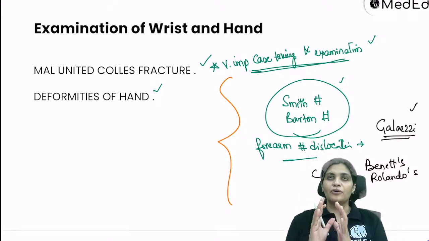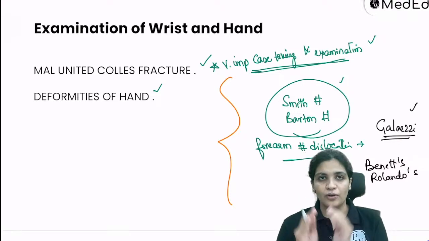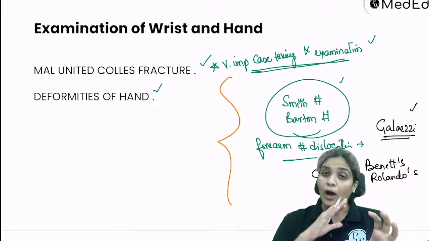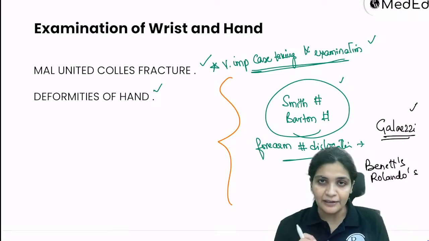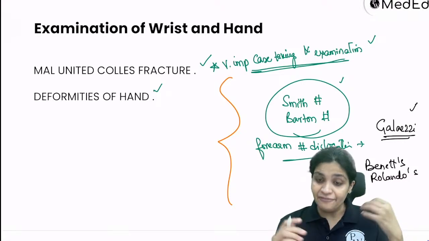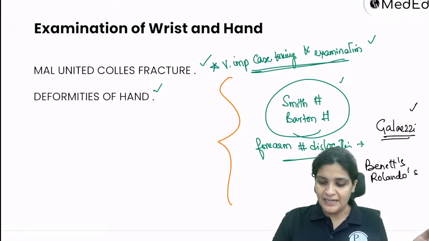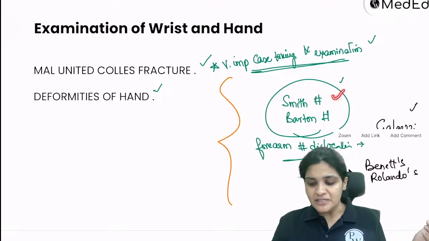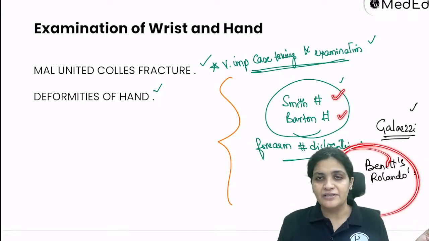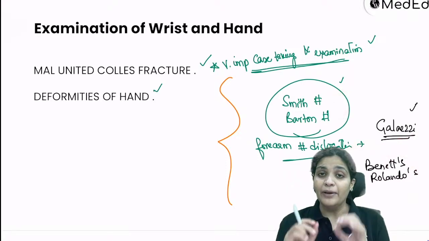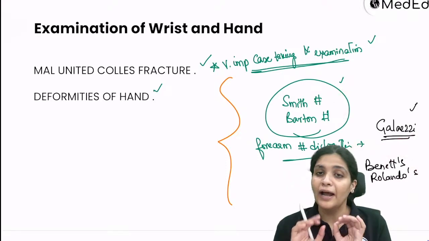It is not only about that case. If you get a Colles fracture, undoubtedly they will ask you everything related to it. But if you also answer these extra points, such as the Smith's, the Barton's, and the extra Bennett's and Rolando's, this is a very good opportunity for you to score higher marks.